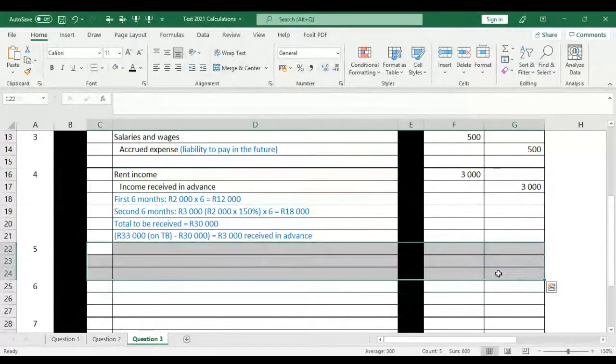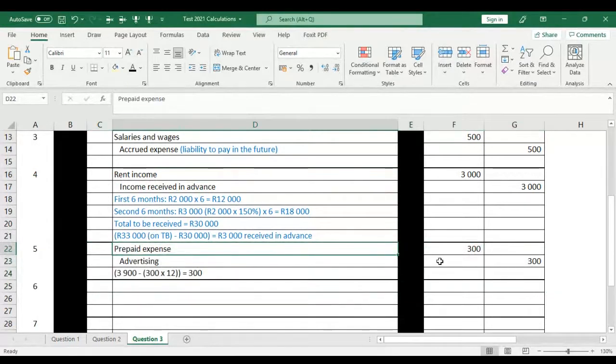Okay, so the first entry would be the prepaid expense. We said it's 3,000 Rand. Now you could have done it as follows. You could have done the 3,900. So that is the 300 times the 13 months, and then deduct what it would have been for 12 months, would have given you the 300 Rand that is paid in advance, or the prepaid expense.